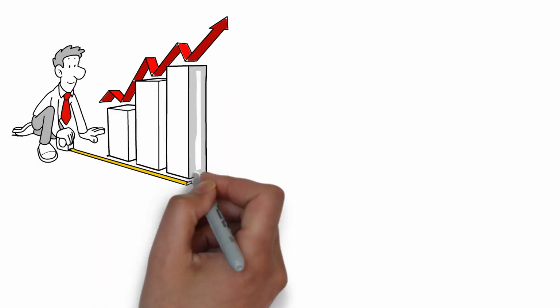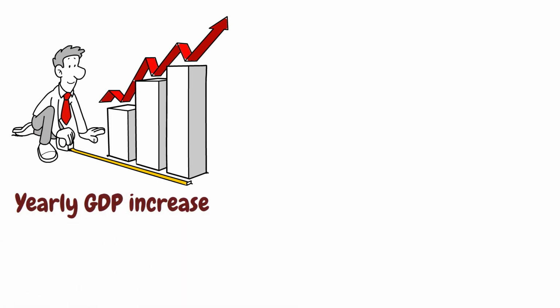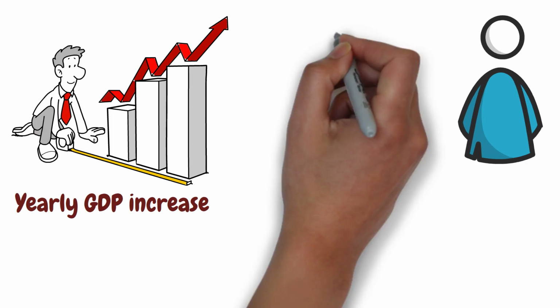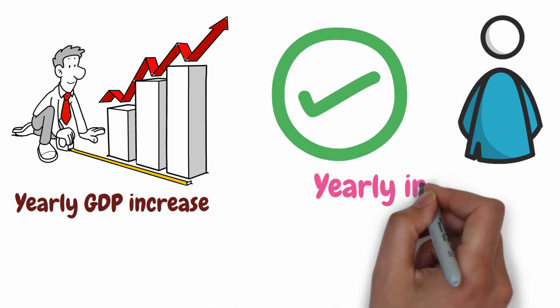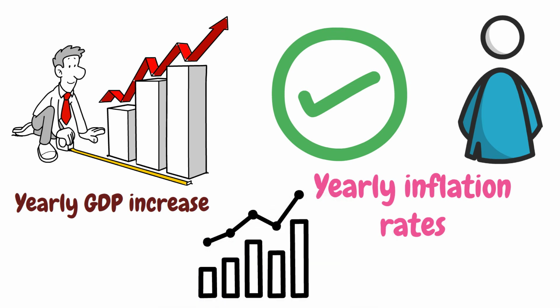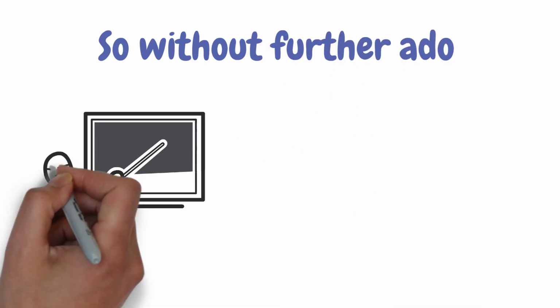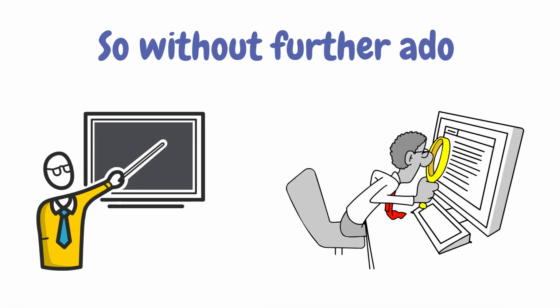For example, an economist could use the rule of 72 to measure the yearly GDP increase. But as an investor, a more suitable use case is to evaluate yearly inflation rates. Since inflation heavily correlates with almost every major financial asset in the world, the rule of 72 can be put to good use. So without further ado, let's dive into the nitty-gritty and have a look at this simple formula.